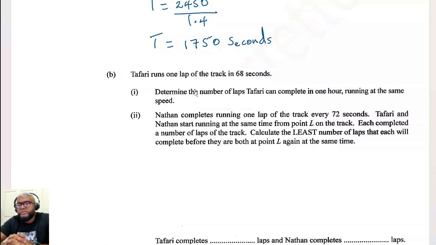If a man takes 68 seconds to run one lap and they ask how many laps he will complete in 1 hour, what are we doing here? Anybody? Divide. Yes, but what do we divide? What's the first thing we have to do? Change the hour into seconds. Right, excellent.